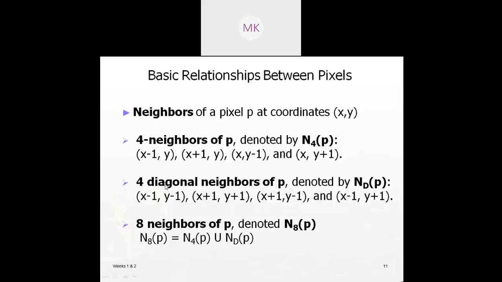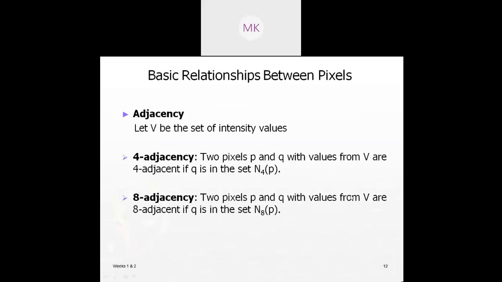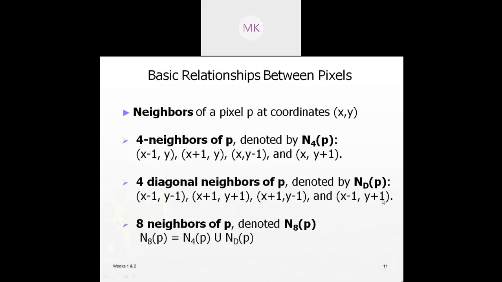If we consider diagonal neighbors, the 4 diagonal neighbors of P are denoted by ND of P. D represents diagonal. This is represented by the elements x minus 1, y minus 1, x plus 1, y plus 1, x plus 1, comma y minus 1 and x minus 1, comma y plus 1. So these represent the diagonal neighbors of P denoted by ND of P.